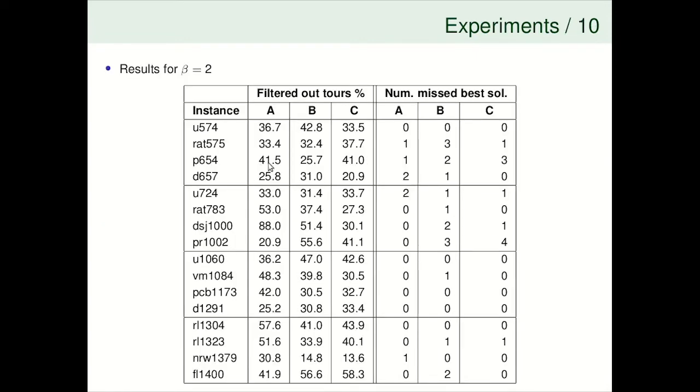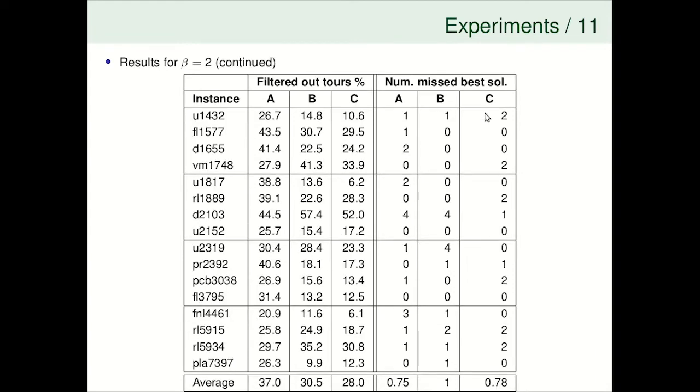This table shows results for the case with beta equal to 2. The first column shows names of the instances, and the next three columns show average percentage of the filtered out tours for each instance in each category, and the last three columns show the number of missed best solutions for each instance in each category out of 10.